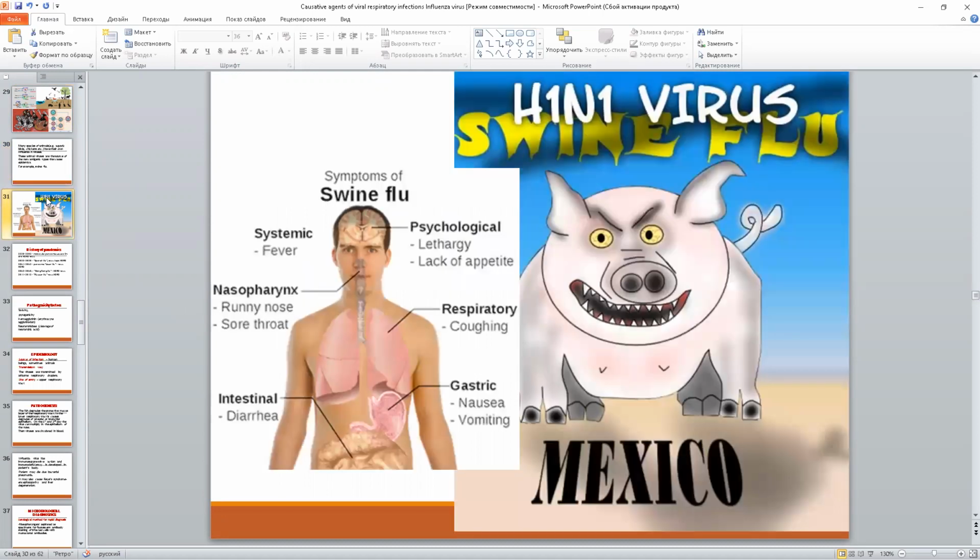For example, swine flu was caused, and the same symptoms of swine flu were detected as in case of influenza: systemic fever, high temperature, lethargy, lack of appetite. In the nasopharynx, runny nose, sore throat, respiratory coughing, intestinal diarrhea, gastric nausea and vomiting, and even some problems with the intestinal tract are developed.